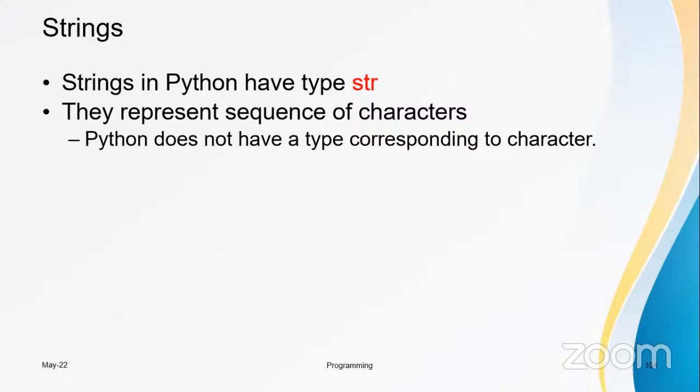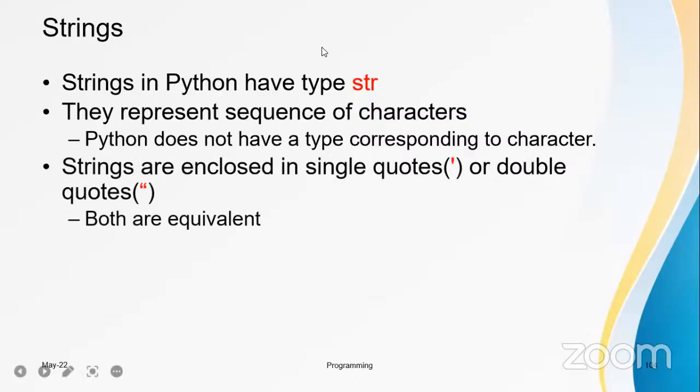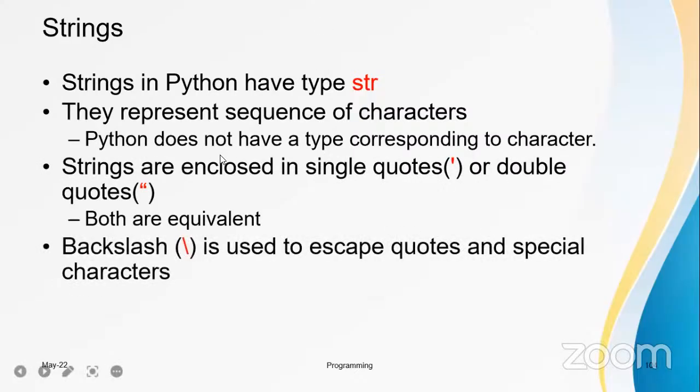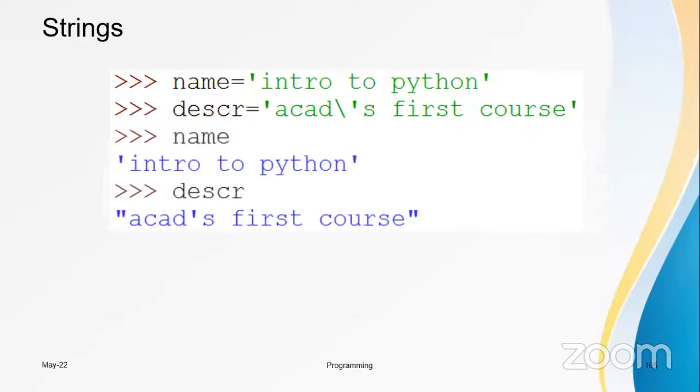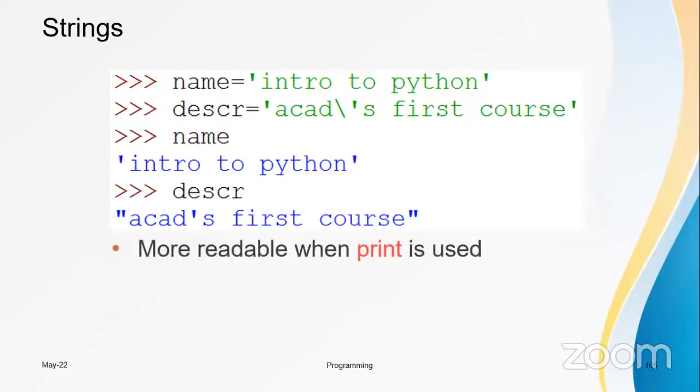See, strings in Python have a type called str. The second thing is they represent a sequence of characters. You know what a string is, like Python is itself a string. Backslash is used to escape quotes and special characters. Intro to Python. These are all strings.